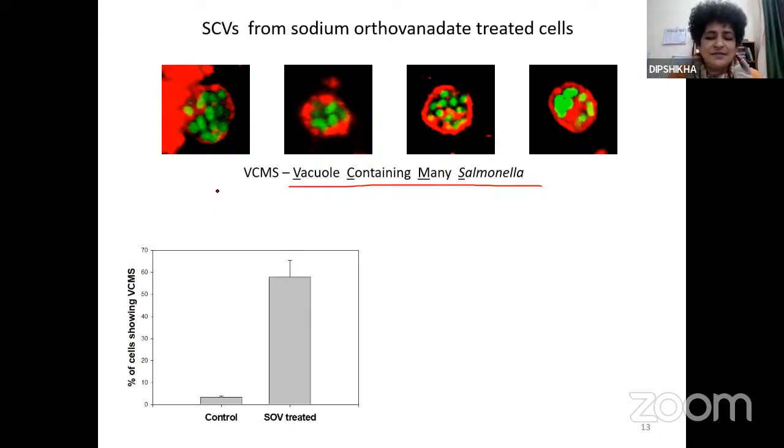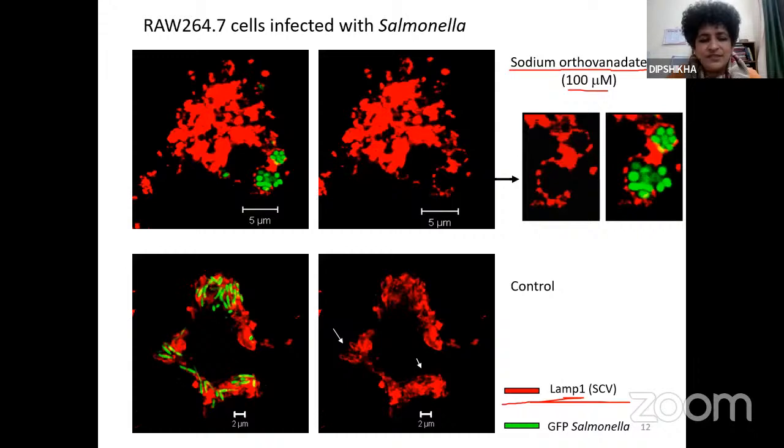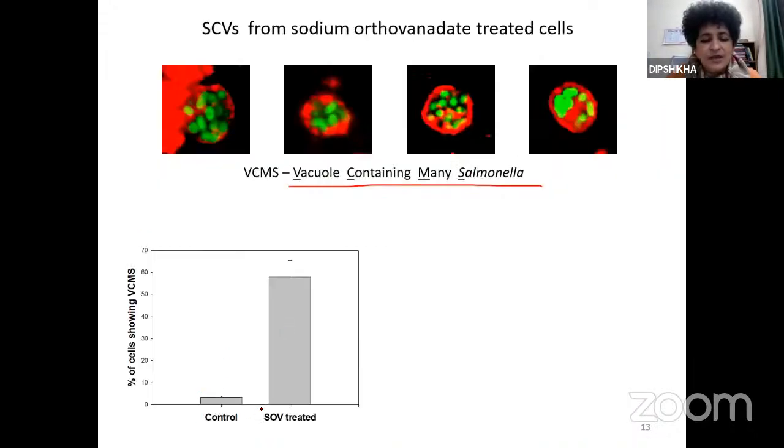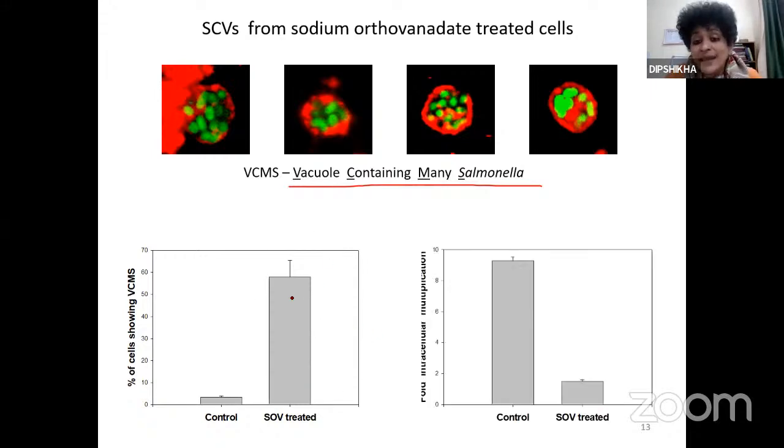So when you treat these cells with the orthovanadate and you see the percentage of the VCMS in the vanadate treated cells, you see many events with multiple bacteria in a given vacuole, right? Now, in the control untreated cells, you just see a single bacterium in a vacuole. But what is the fate of their intracellular life? It is just the opposite. The more multiple bacteria in a vacuole, the less is their ability to survive. That means their survival capacity goes drastically down and they are dead. That means if you can perturb not the bacterial replication, but the division of the vacuole only, you can take care of the Salmonella infection.